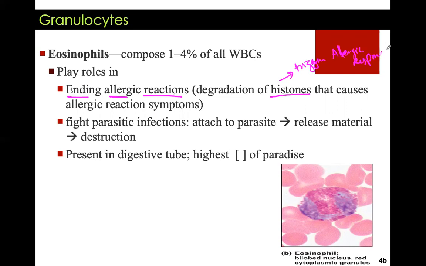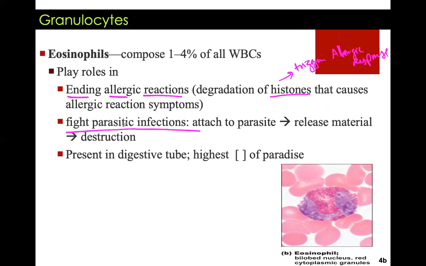So basically they stop it by degrading or breaking down these histone molecules. They also have an extremely important role in fighting parasitic infections. They go attach themselves to the parasite and basically release material into the environment that can cause the destruction of these parasites.